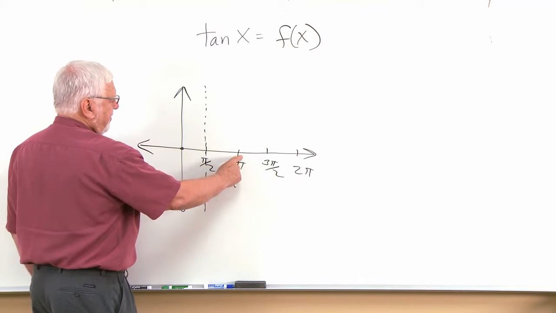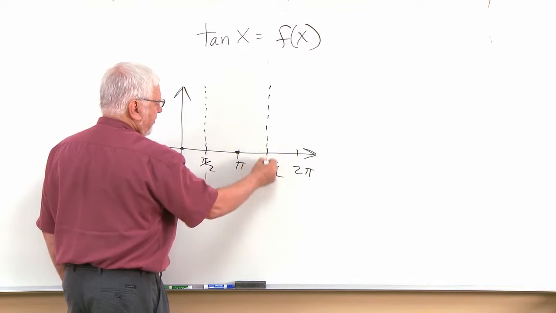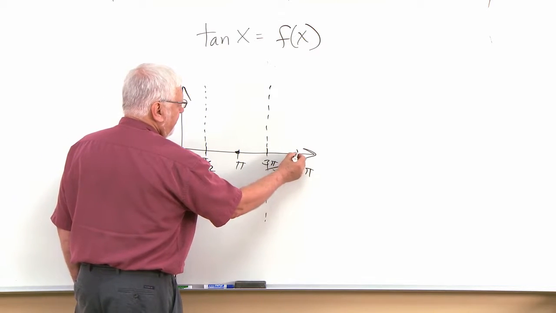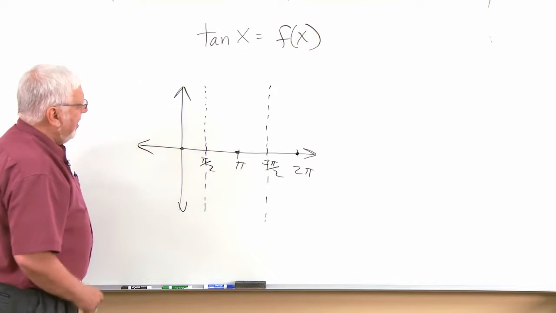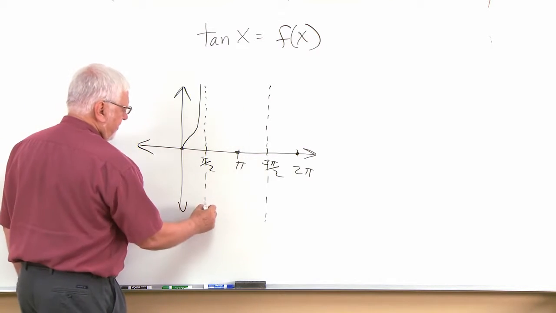And at 180 it's 0. And it's undefined at 3 pi over 2. So that kind of gets our start. And it's 0 back at 2 pi. So now you've got to figure out how to make it look right. So it's going to look like this.